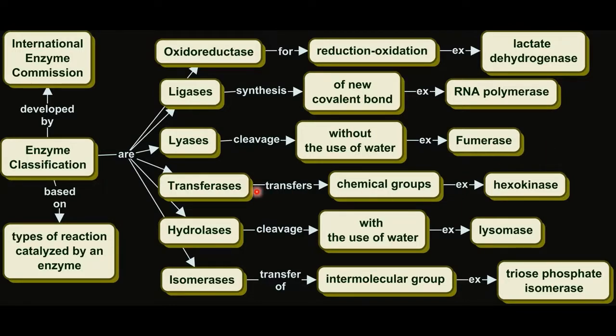Then we have the transferase enzymes. This is for the transfer of chemical groups. An example is the hexokinase enzyme. Next is hydrolases. This is for the cleavage of bonds with the use of water. An example is the lysozyme enzyme. And finally, the isomerases. This is for the transfer of groups within a molecule. An example is the triose phosphate isomerase enzyme.